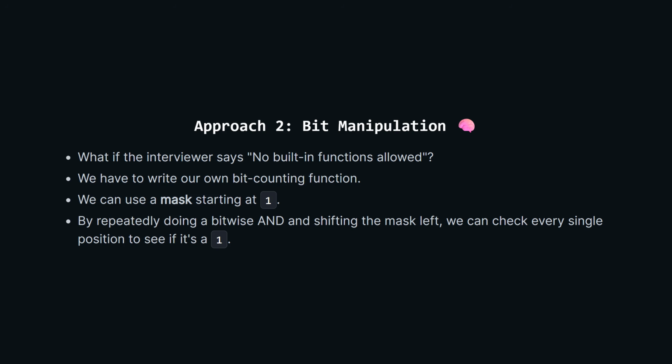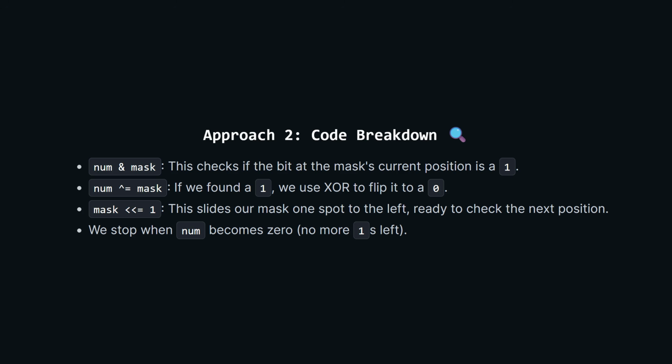If you get this in an interview, they will almost certainly ask you to do it without the built-in trick to see if you understand binary math. Our second approach solves this by manually inspecting the bits. We create a mask which is just the number 1, and we test it against our target number. Then we shift our mask to the left, testing the next position and the next, until we've checked the whole number. Let's break down those bitwise operations.